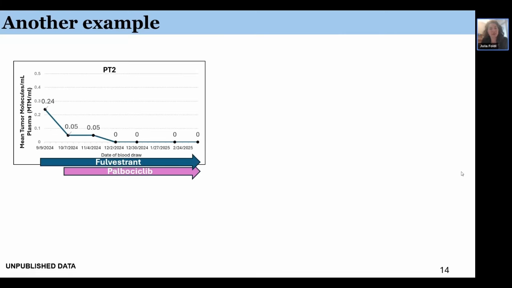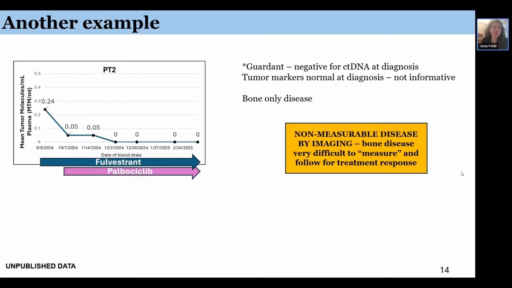Another example from our practice was a patient who had bone-only metastatic disease that was non-measurable by imaging. Often disease in the bone is very difficult to measure and difficult to follow for treatment response. So this was another case where the Signatera test, which was low positive at diagnosis, was very helpful. And after she started first-line therapy for her metastatic breast cancer, her level actually fell to 0 and has remained 0 for over 6 months.